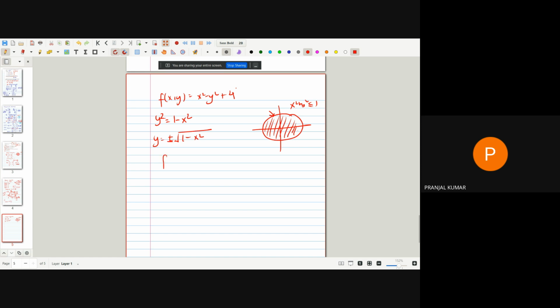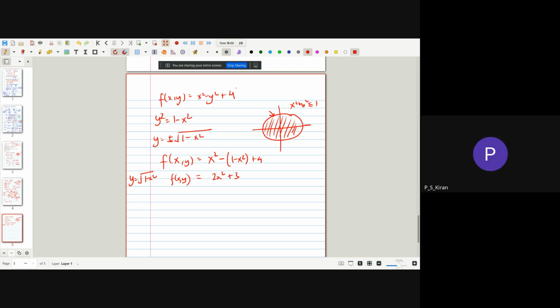Okay, what we can do is f of x, y would become... we can just substitute in the function: x square plus 1 minus x square, and this gives 2x square plus 3. So this is your f of x, y along this boundary.